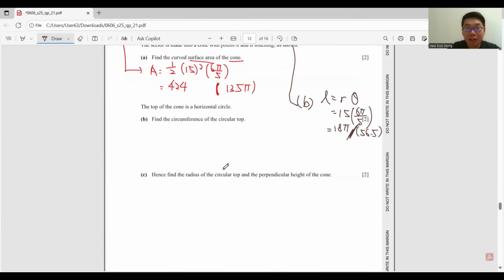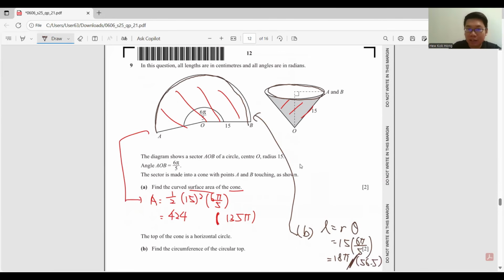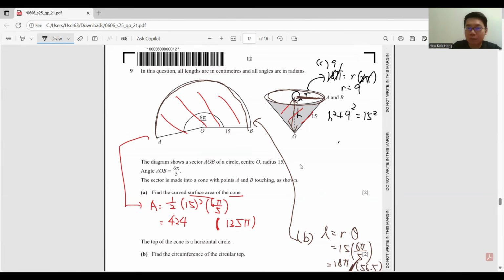Hence find the radius of the circular top and the perpendicular height of the cone. They ask what this radius is and then you need to find the height. To find the radius, we know that the arc length is 18π. The radius, I don't know, but one whole circle is 2π, so we can confirm the radius is 9. After you know the radius, you can find the height, because height squared plus 9 squared equals 15 squared. Then you just key in the calculator, 12. Then you gain all marks for C.